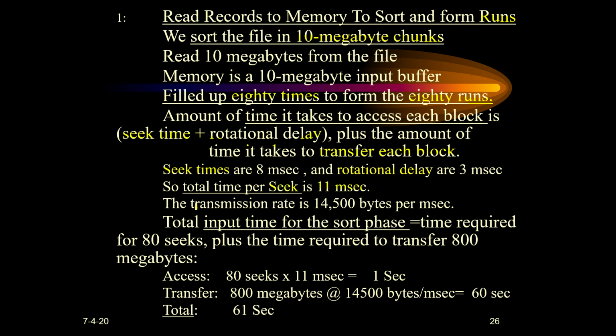Now we need to know the transmission rate. The transmission rate is 14,500 bytes per millisecond. So the total input time taken to read in the sort phase is 80 seeks for 800 megabytes of data. The access time is 80 seeks times the seek time. Seek time is 11 milliseconds, which comes to about 1 second. And the transfer time, for the 800 megabytes of data times the transmission time, is 60 seconds. So the total input time of your sort phase is 61 seconds.